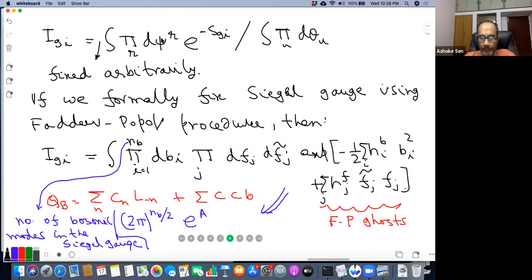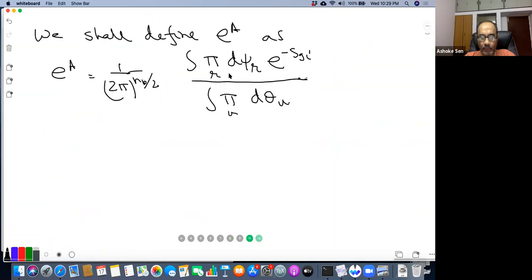So that means there are more bosonic modes. There are in fact 3 bosonic modes here, because you don't impose a Siegel gauge condition. You don't have any ghosts because you have not gauge fixed. Instead, you divide by the volume of the gauge group. That's what we need to do. So you are now going to interpret this as the expression for e to the A.